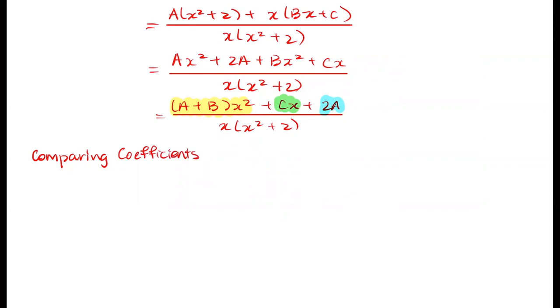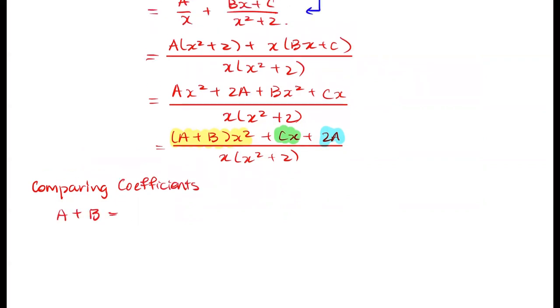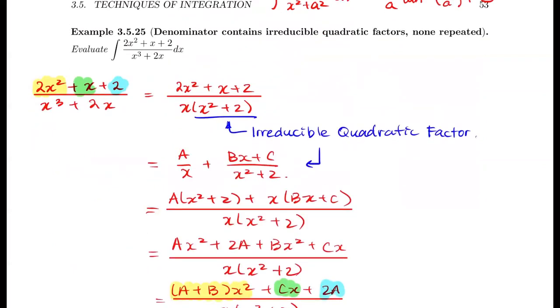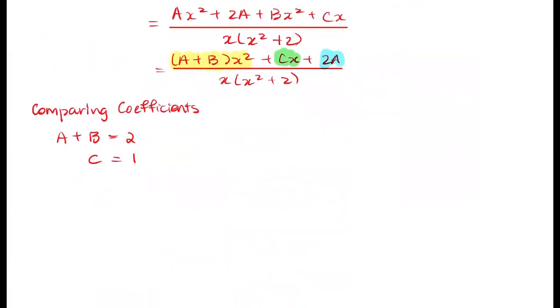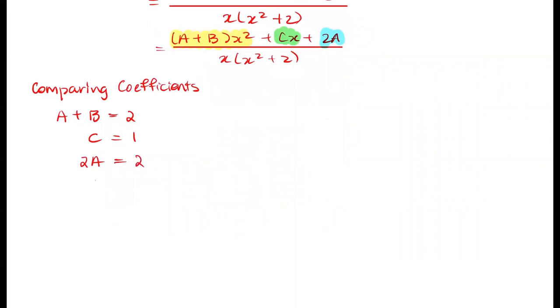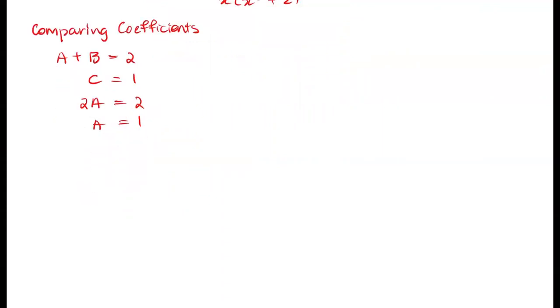So for the first one, we have a plus b, and that is equal to 2. And then we have c, which is already given, so we know one of the terms is going to be 1. And then 2a is going to equal 2. Because 2a is equal to 2, that means a is going to equal 1. So we have c equal to 1, a equal to 1. That means b would also have to equal 1 then. So this one's an easy system to solve.